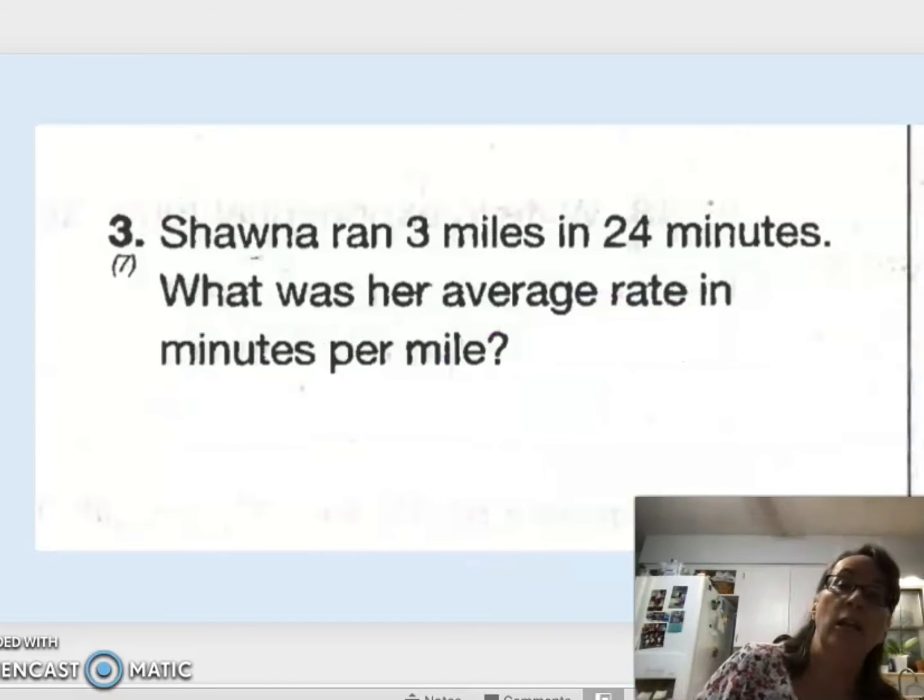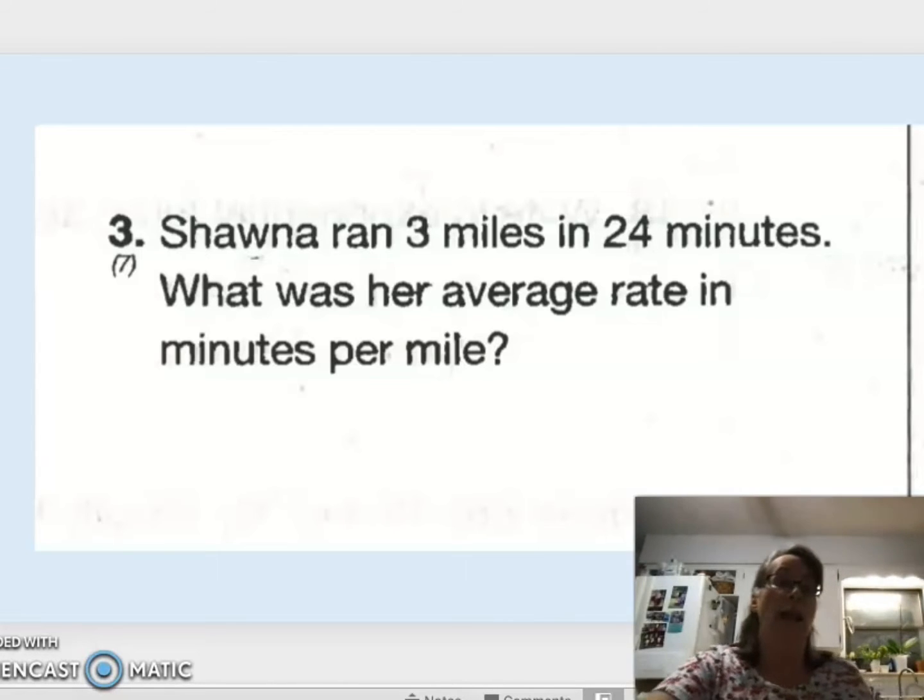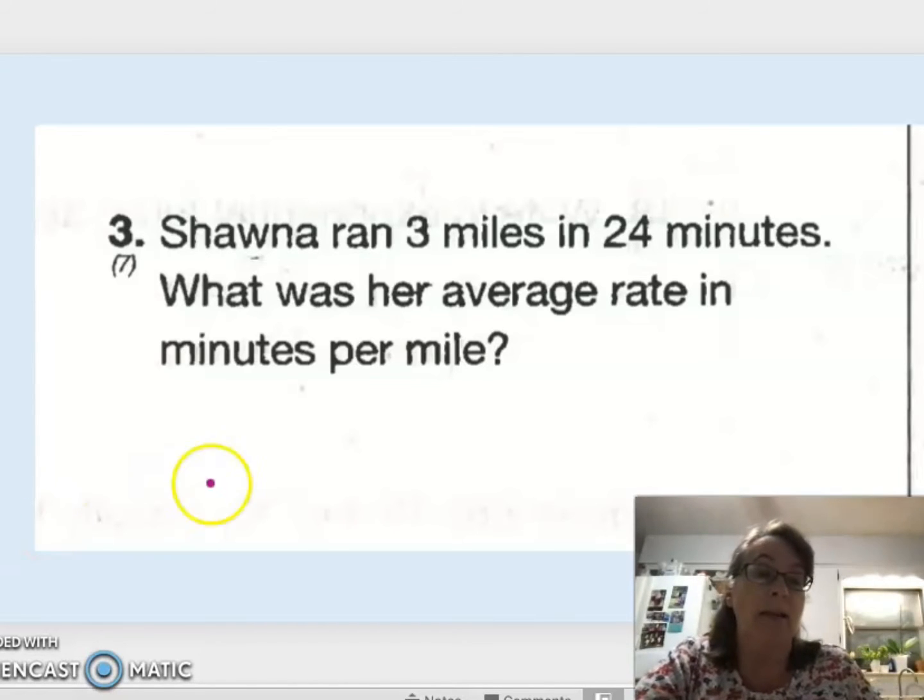Number 3. Shawna ran 3 miles in 24 minutes. What was her average rate in minutes per mile? Okay, now remember, minutes per mile is the way they want us to write it.